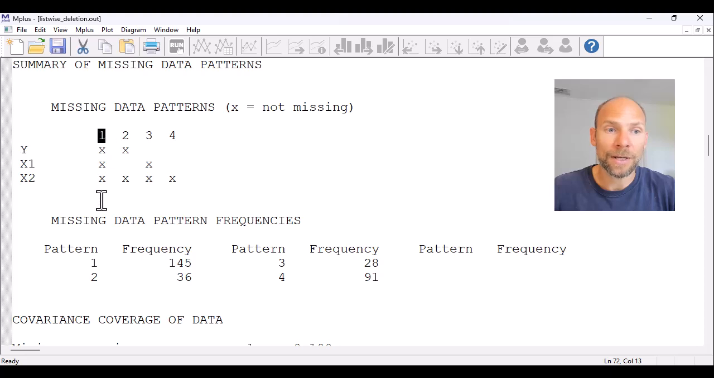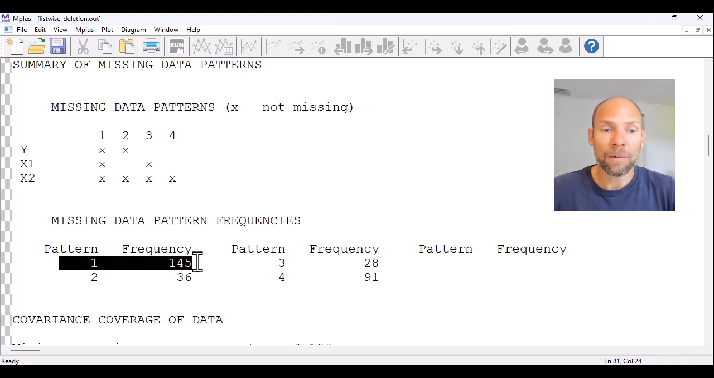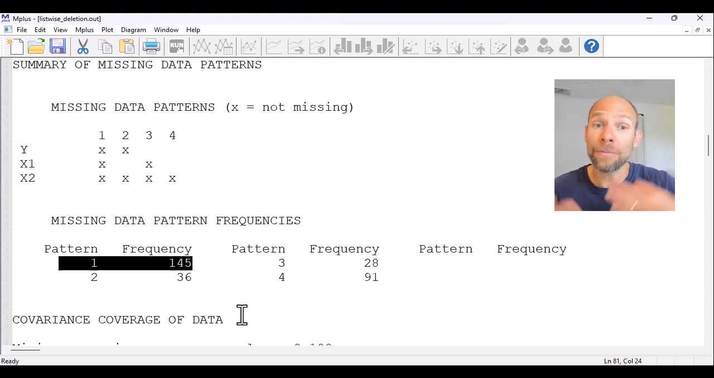So pattern number 1 is a complete data pattern, and beneath this table you can see the missing data pattern frequencies. For pattern number 1, we see that the frequency of this pattern was 145 cases. So 145 is a little less than half of that sample of 300. All the rest has some kind of missing data pattern, which indicates that you lose a lot of data if you used listwise deletion, because those remaining 155 cases would all be deleted if you used listwise deletion.